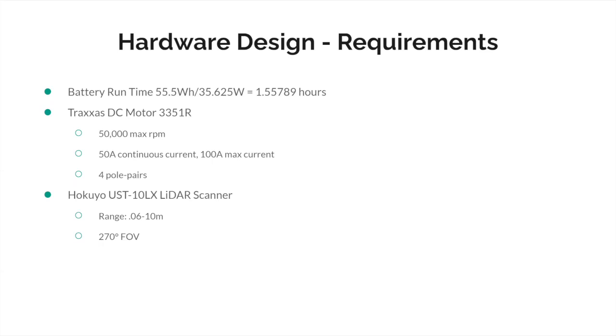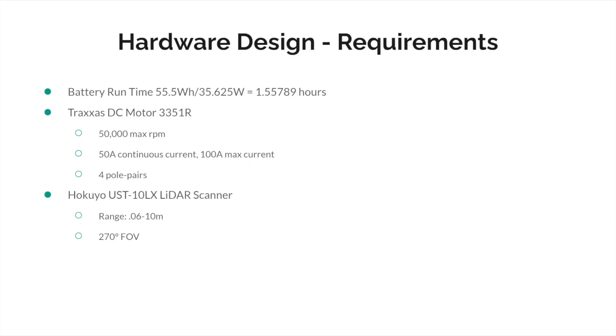We use a Traxxas DC motor 3351R. It has a max of 50,000 RPM, a continuous current of 50 amps, and a maximum current of 100. Since it is a brushless motor, it does have poles, and it is a 4-pole brushless motor. This is the LiDAR that I've been discussing, the Hokuyo UST-10LX. It has a range of 0.06 meters to 10 meters, and it has a 270-degree field of view.